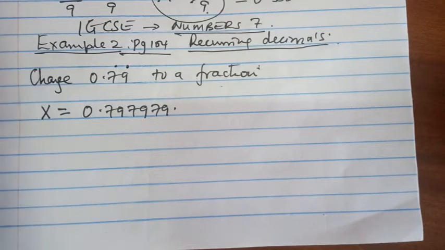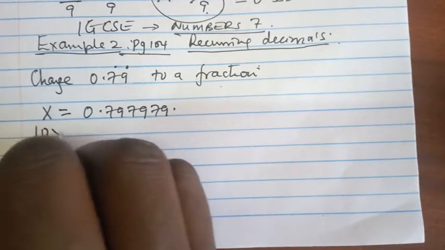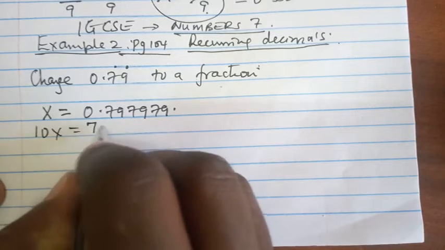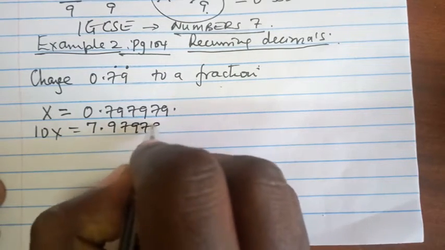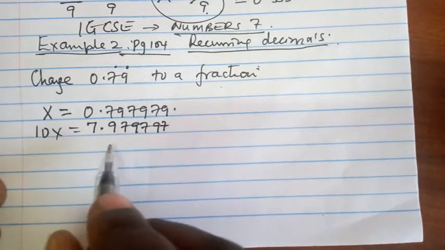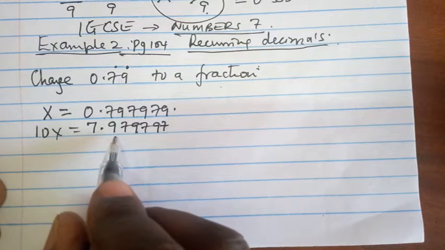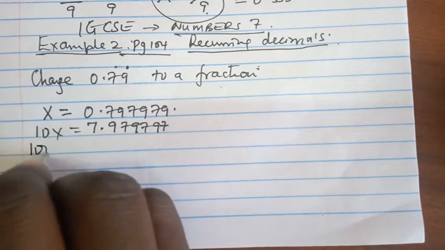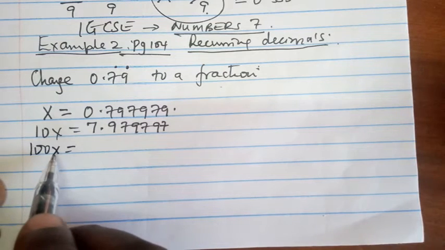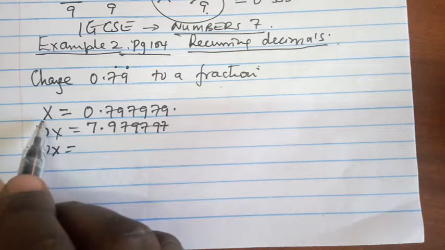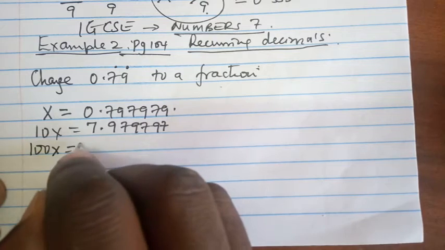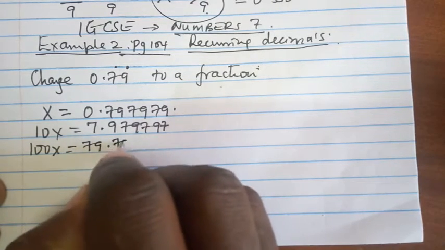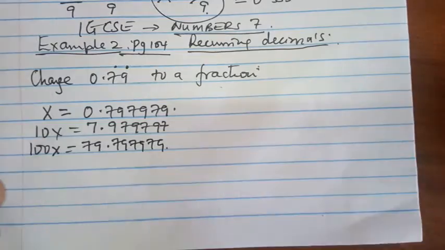Now we multiply out with multiples of 10. When we multiply with 10, we have 10x, which is obviously 7.979797. There is nothing similar after the decimal point, so we need to get to the next level, which is 100x. When we say 100x, we are multiplying the original x by 100, which is going to be 79.797979. And there we are.